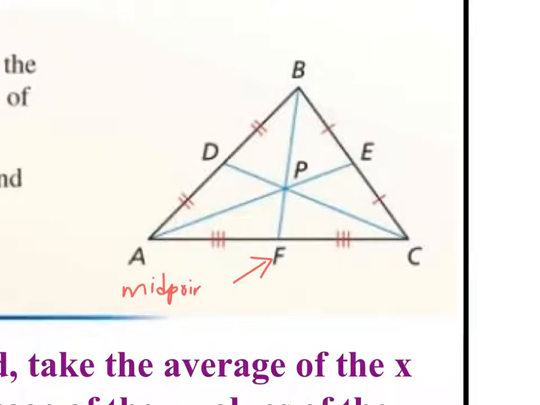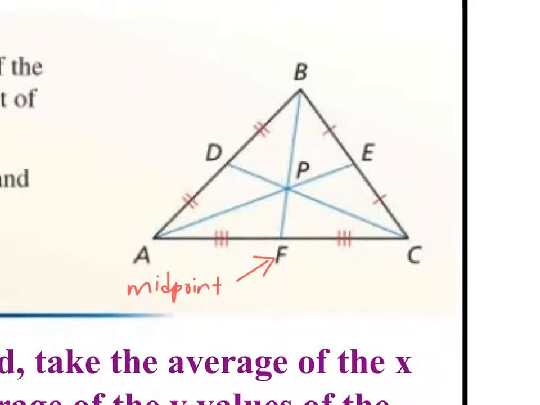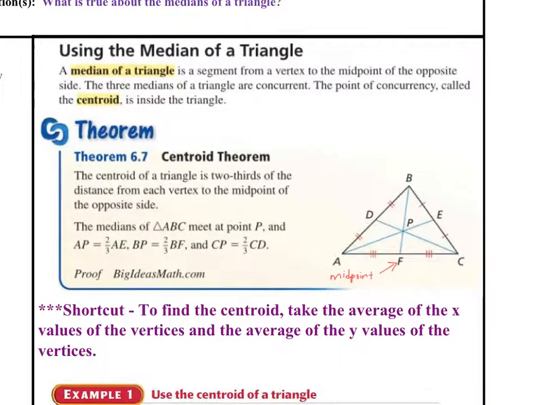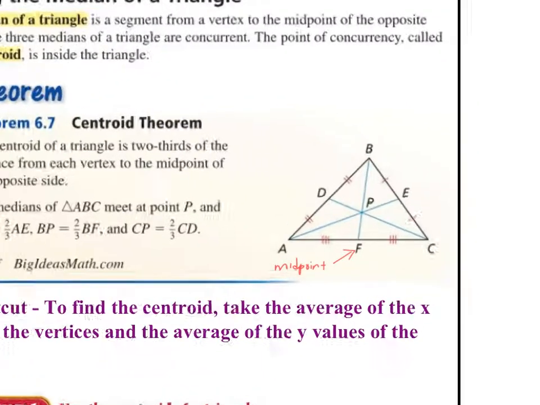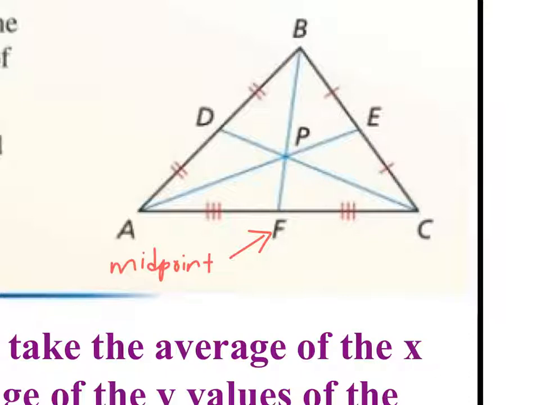And again, you've got three medians in a triangle, AE, BF, CD. Those are all medians. They are concurrent, which means that they all intersect at the same point. And when we have concurrency of medians, we call that point the centroid. So this one right here, P, sometimes it's labeled other things, obviously. This is called the centroid. It's the point where all the medians meet.